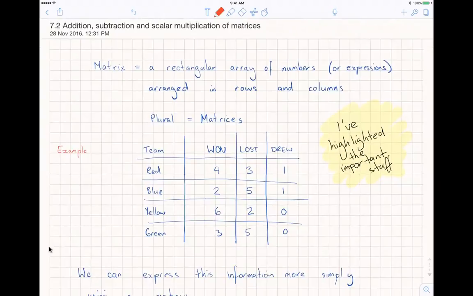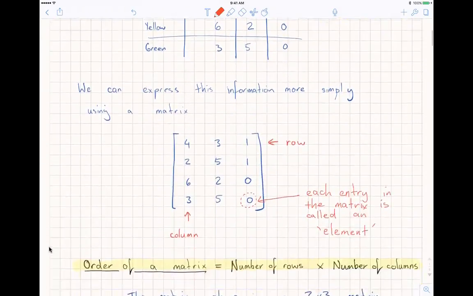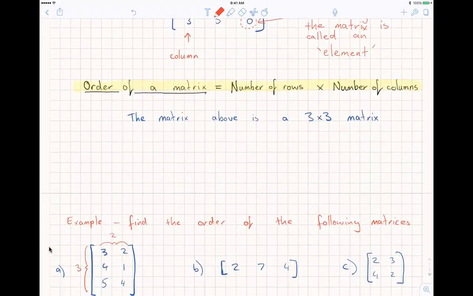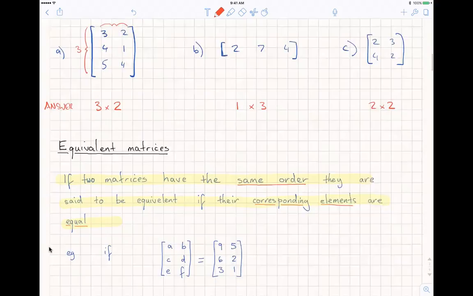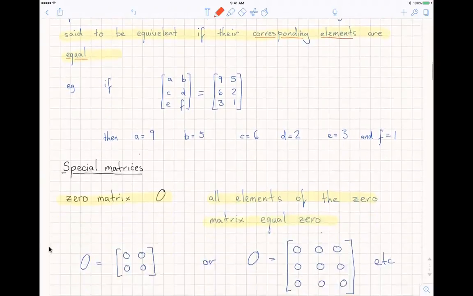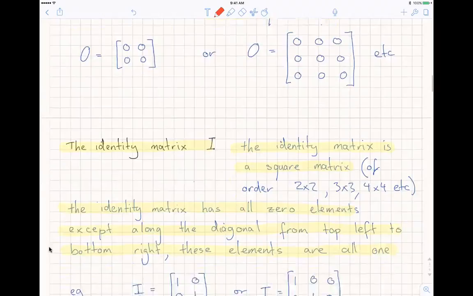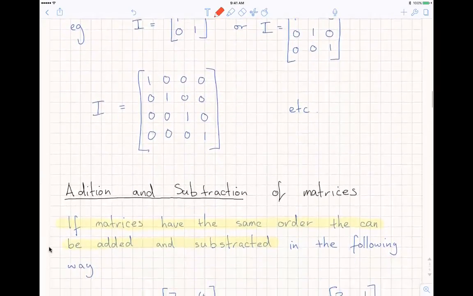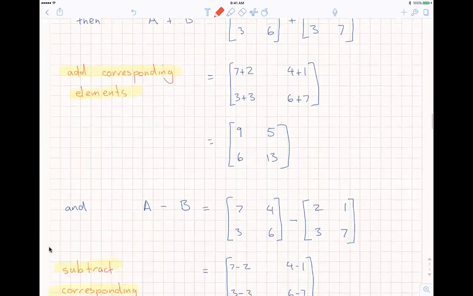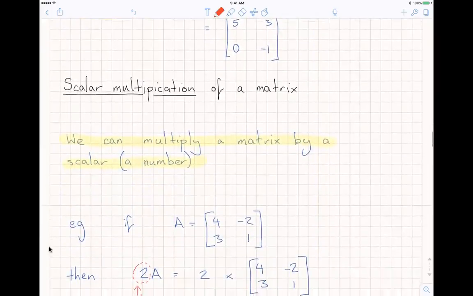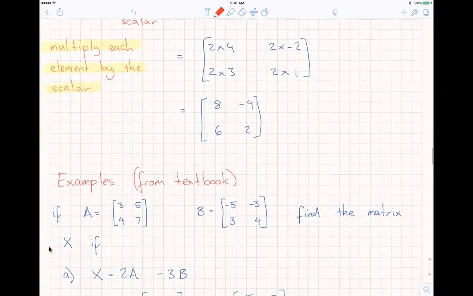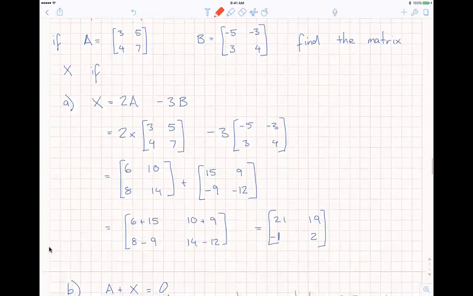Before we finished up for the year, we were having a look at how you add, subtract, and multiply matrices by a scalar. We looked at the order of a matrix and how you calculate that. We looked at equivalent matrices. We looked at special matrices, so the zero matrix and the identity matrix. We looked at addition and subtraction. Looked at scalar multiplication. And we looked at a couple of examples from the textbook.